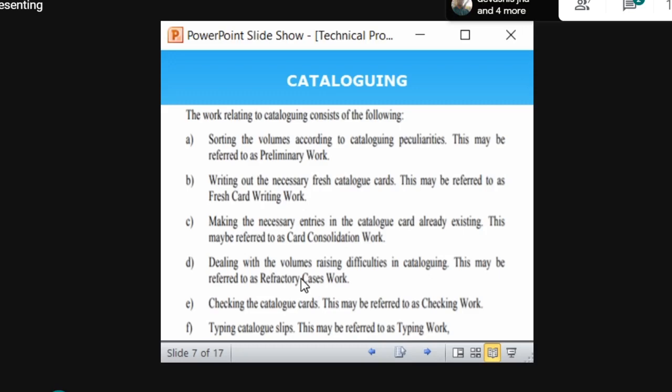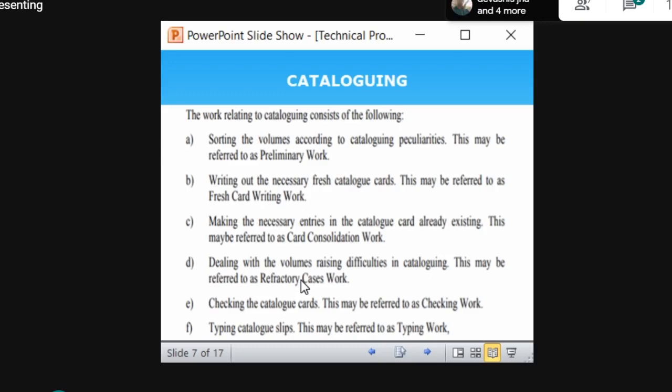So they are naming this. Please understand these names also. Sometimes they might ask in the NET examination: refractory case work comes under which section of the library? What will you say? It will be in the technical section, especially in cataloging, right? So remember this. These names will be useful for you.